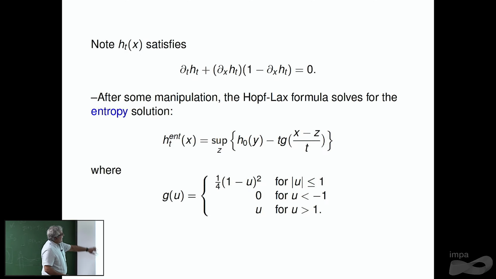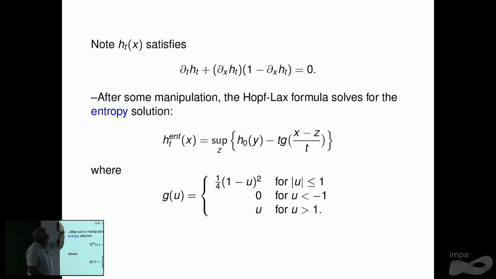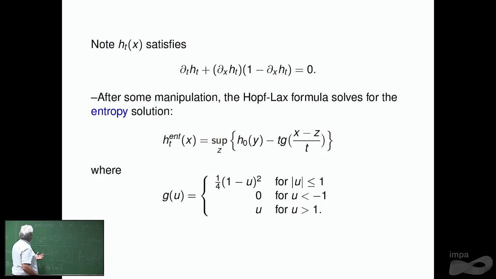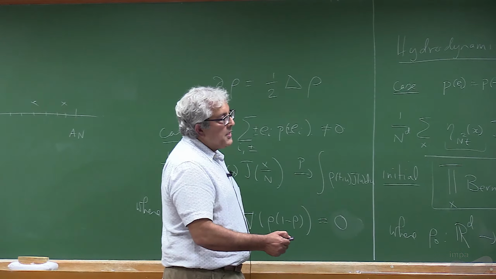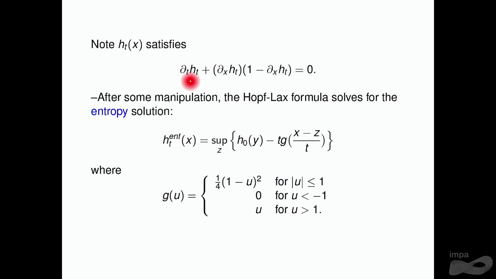The advantage of going to the height function is that you can stick it back into the hydrodynamic equation, wherever it is, this one, and you can get this equation for the height function. And the advantage is that the height function satisfying such a conservation law has a variational representation. So that's part of the advantage.